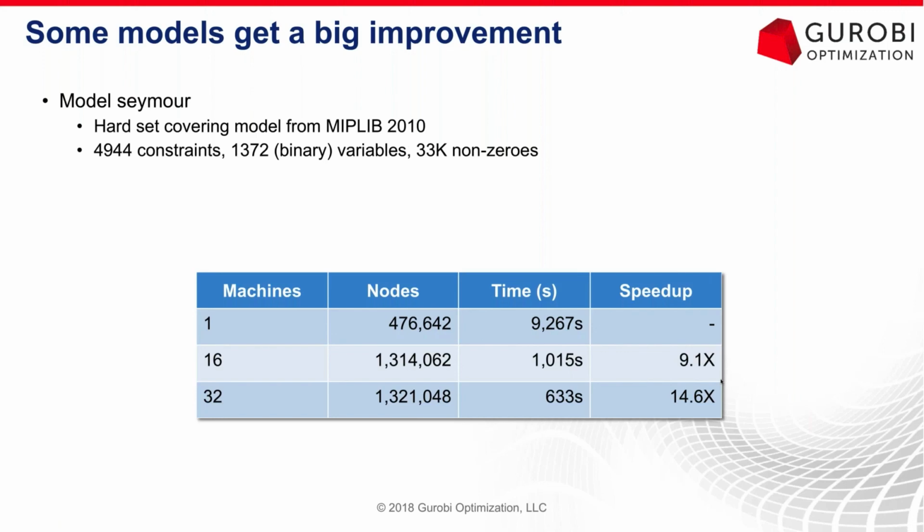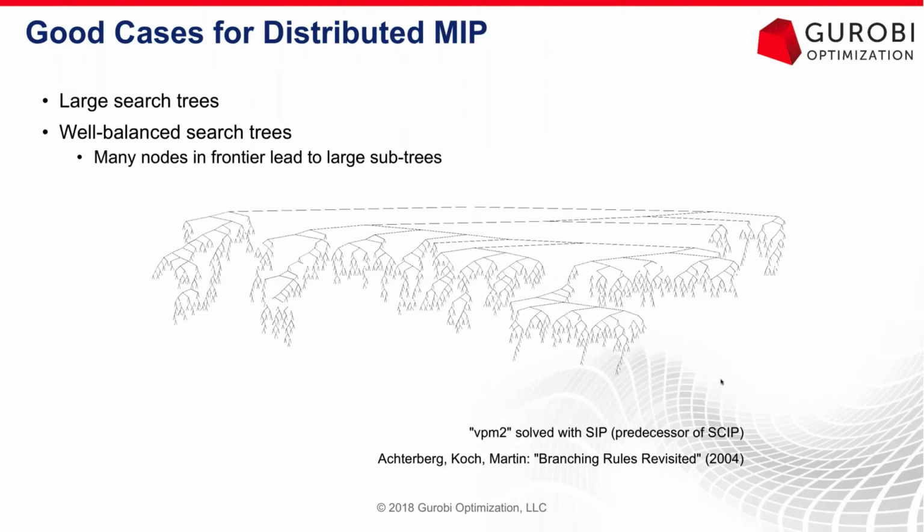But what characterizes this model to give us a good speed up? It has a large search tree that's a very balanced search tree. So we're giving that search tree to multiple compute nodes. We're able to give each of them a pretty useful search tree to explore. It's well balanced. It looks very bushy. And this picture gives you an image of one such search tree.